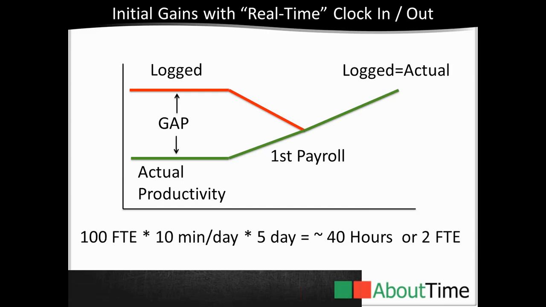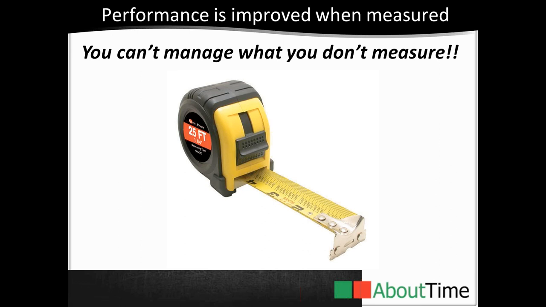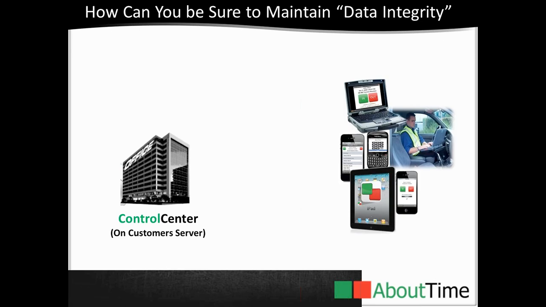So in this example, 100 full-time employees, a larger mid to large company, 10 minutes a day saved times 5 days is 40 hours, or 2 full-time employees. Their entire wage that's saved in just automating this process and requiring real-time login. So another phrase, you can't manage what you don't measure. So we want to drive that stake in the ground and help you to identify where you're working from and where you're trying to get to specifically, instead of that moving target that you're often left to deal with.